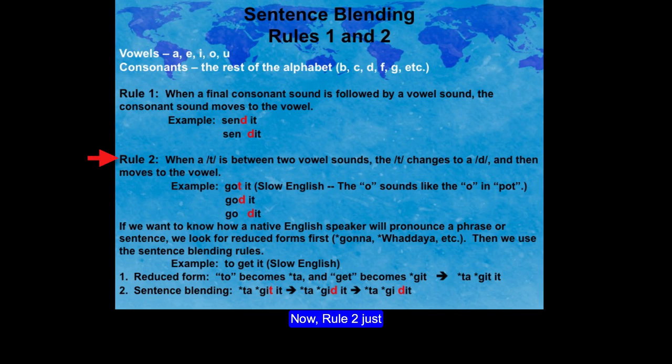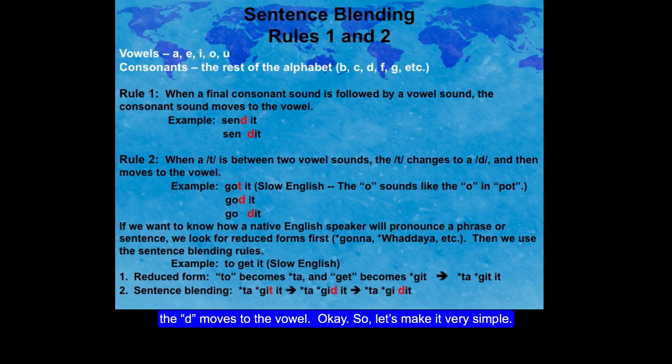Now, rule number 2 just adds something to rule number 1. It says that if the final consonant sound is a t sound, and if there are vowel sounds on each side of it, before it and after it, then the t changes to a d. Okay, we know that the D will move to the vowel because it's a final consonant followed by a vowel. But before that happens, if it's a T sound and there are vowel sounds on each side of it, then the T changes to a D. At that point, the D moves to the vowel.